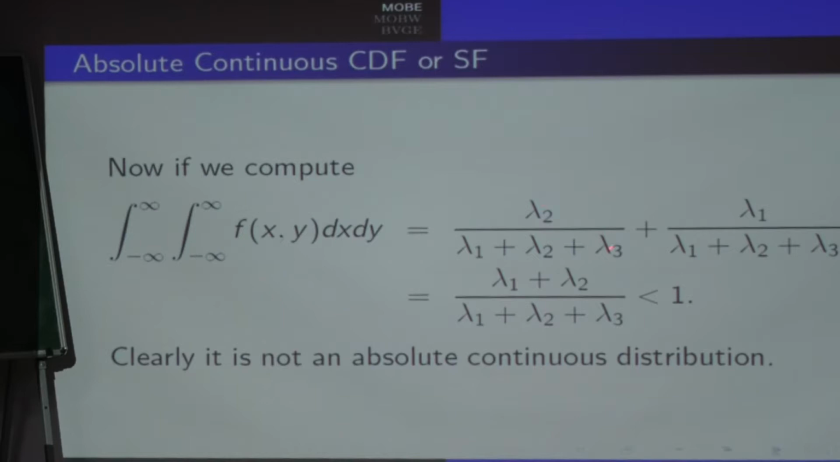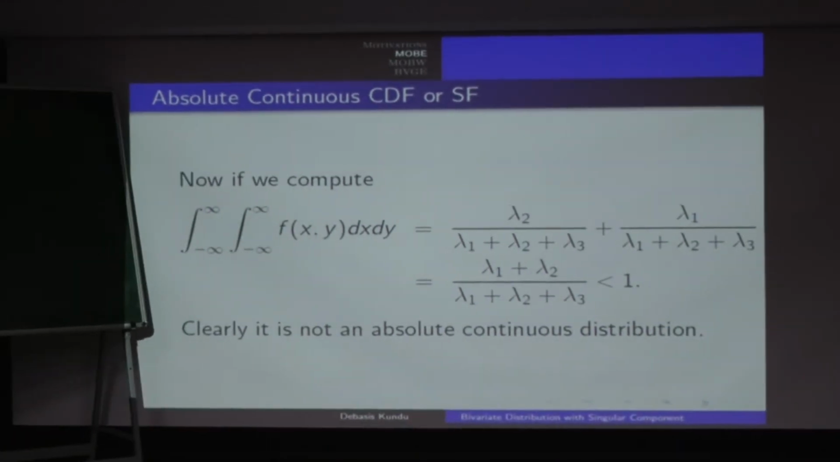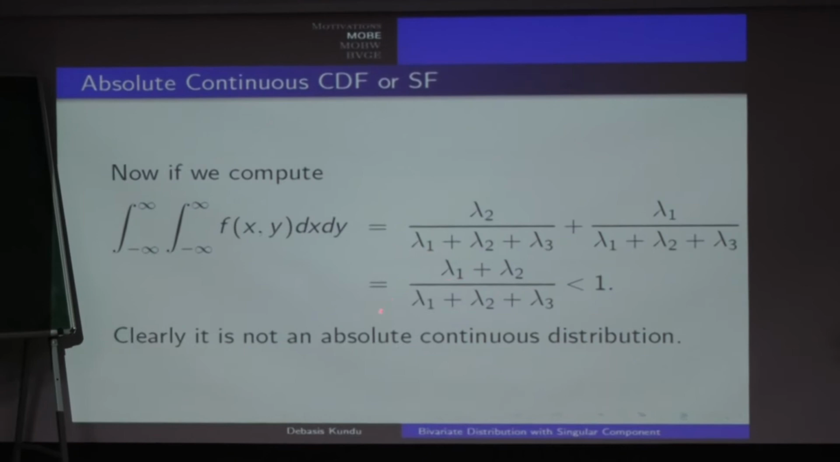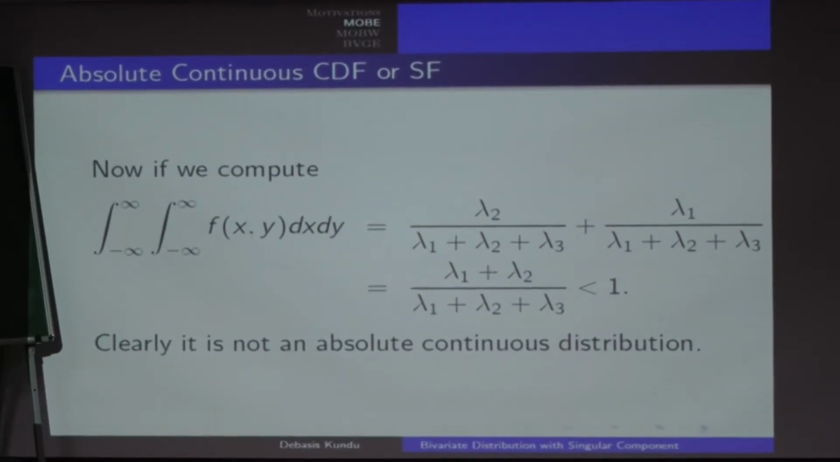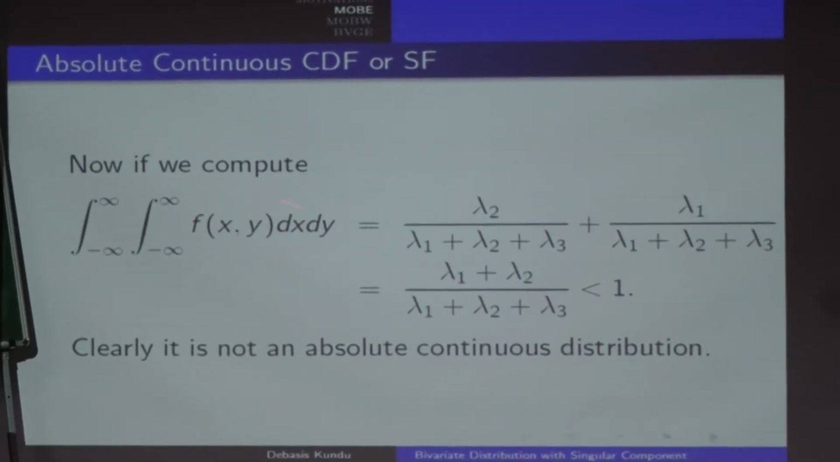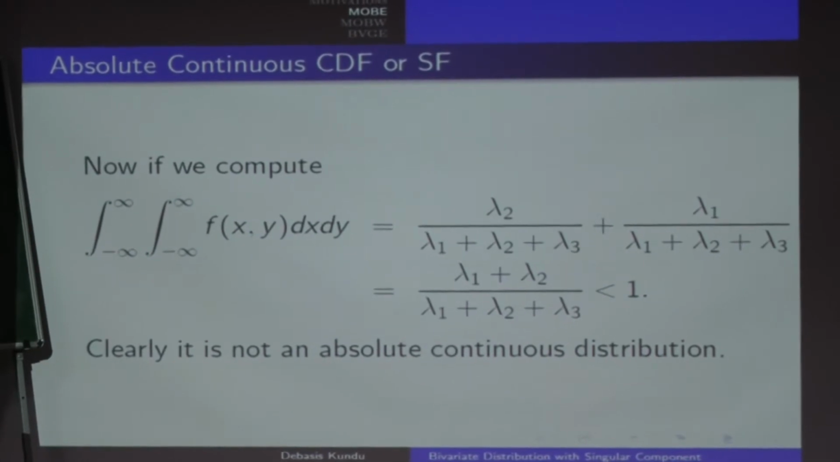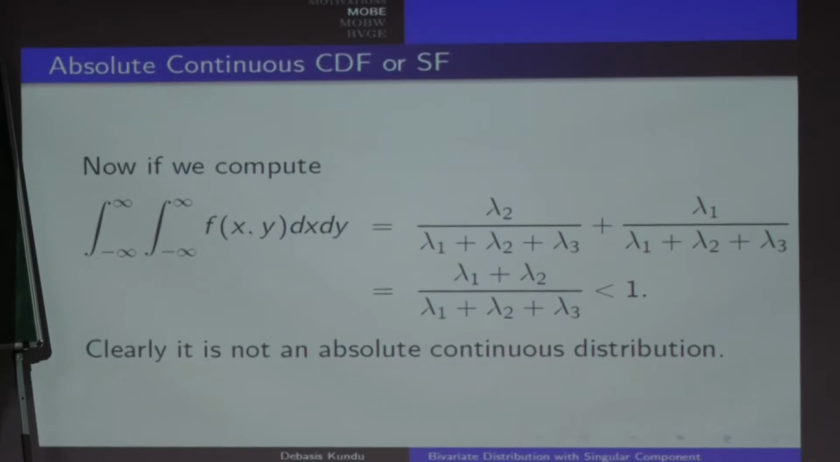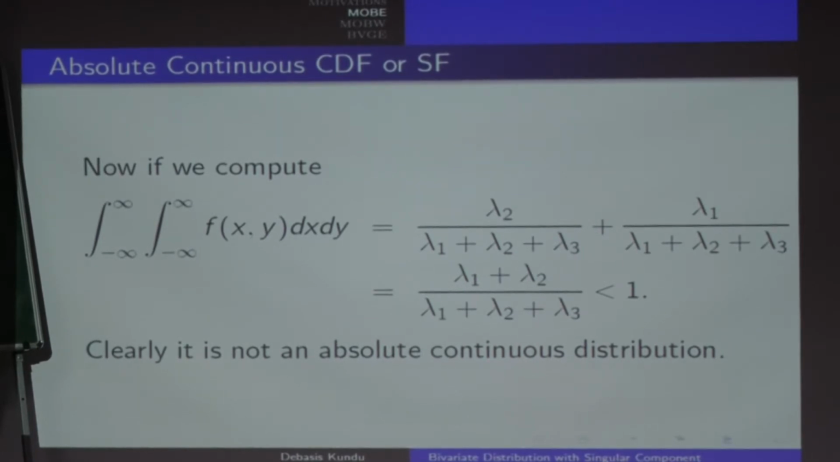You'll come up with lambda 2 divided by lambda 1 plus lambda 2 plus lambda 3, and the second one will give you lambda 1 divided by lambda 1 plus lambda 2 plus lambda 3. So you are getting lambda 1 plus lambda 2 divided by lambda 1 plus lambda 2 plus lambda 3, which is less than 1, which it should not be. Clearly I cannot get back my small f of xy from the capital S of xy, the joint distribution function, because it is strictly less than 1.